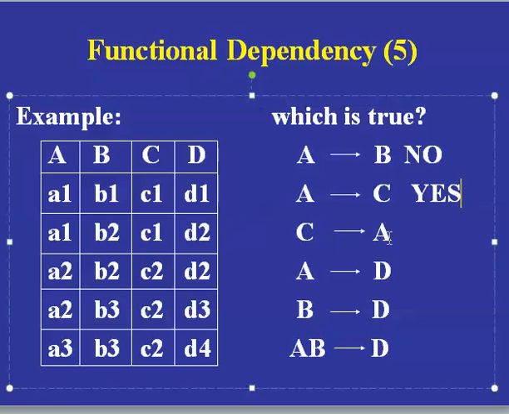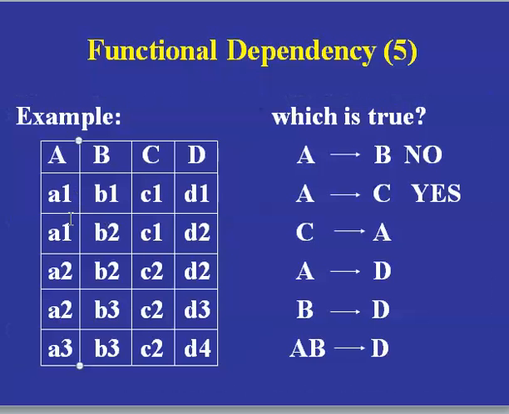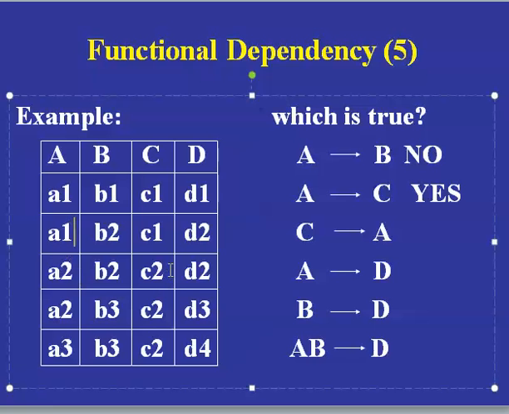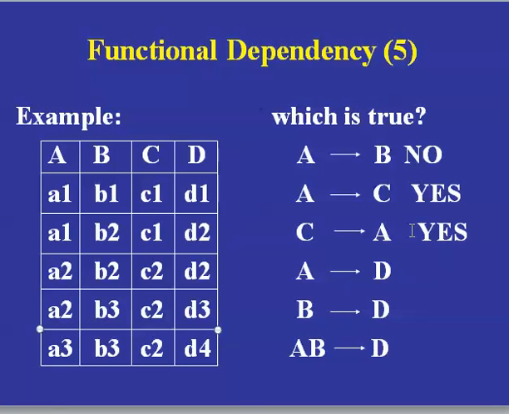Can C determine A? C1 and C1, A1, A1, yes. C2, C2, A2, A2, okay, yes. So remember, once these match, no, I'm sorry. There is a problem here with the C2. C2, C2, and C2. Now we got an A3 here. So that contradicts. It should be A2, A2, A2. Okay, so this is a no.